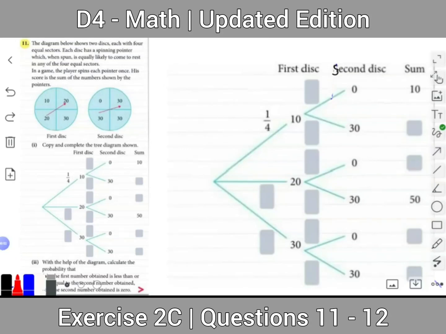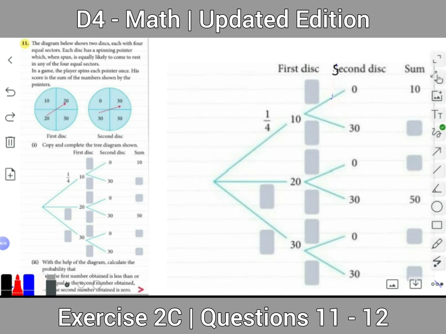Now in question 11, the diagram below shows two disks, each with four equal sectors. Each disk has a spinning pointer, which, when spun, is equally likely to come to rest in any of the four equal sectors. In a game, the player spins each spinner once. His score is the sum of the numbers shown by the pointers.